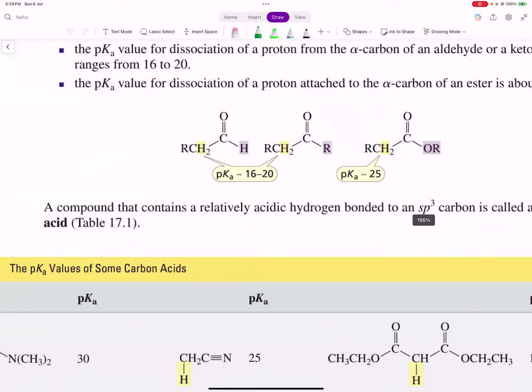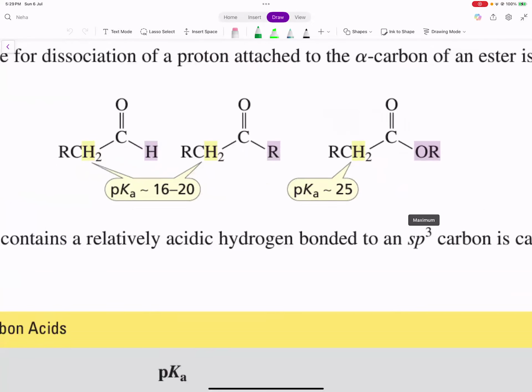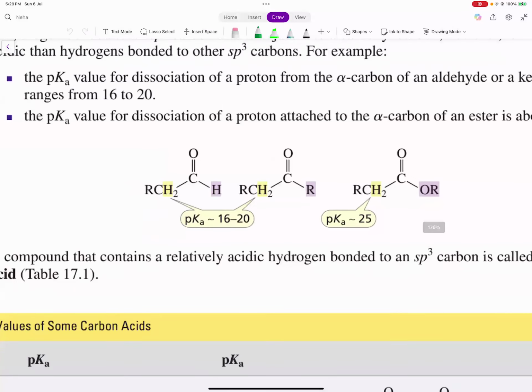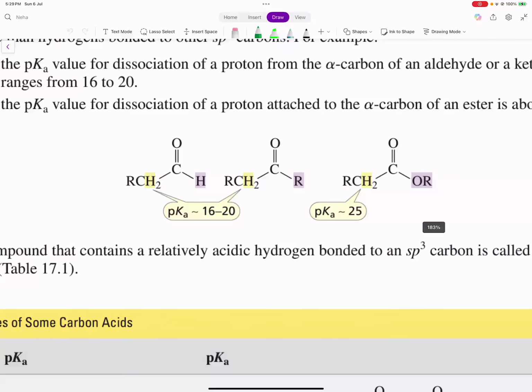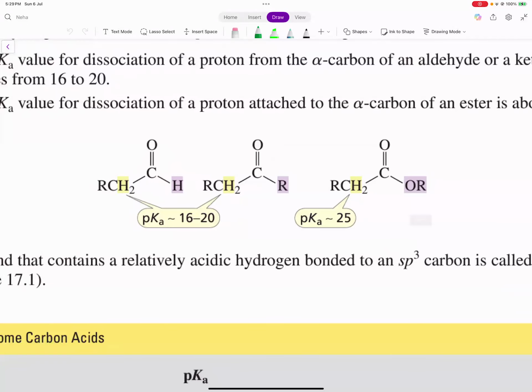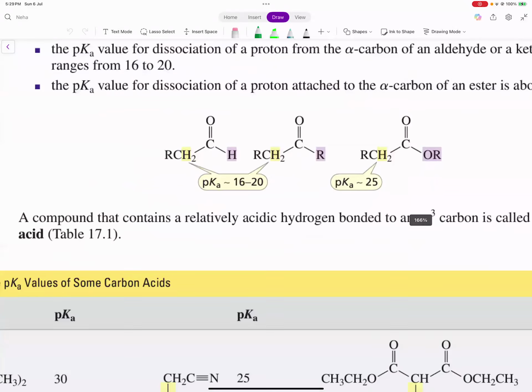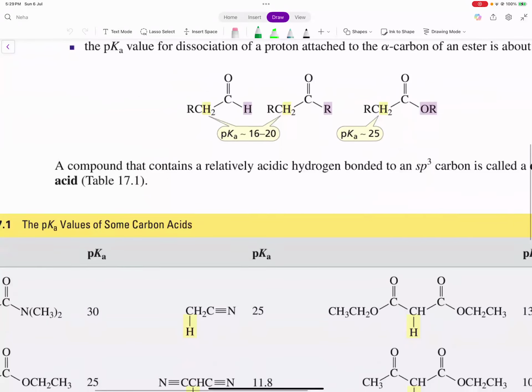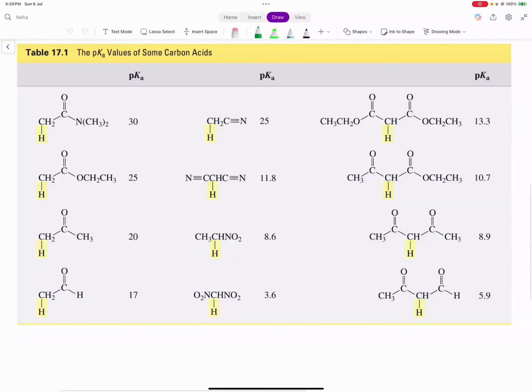For aldehyde and ketone, the pK value is 16 to 20, whereas for the ester, it is around 25. The same as the pK of the terminal alkyne. And some values are given here, and you can see that for the NO2 group the pK is very low. It's quite acidic, right? And with two NO2 groups it is more acidic than a carboxylic acid.